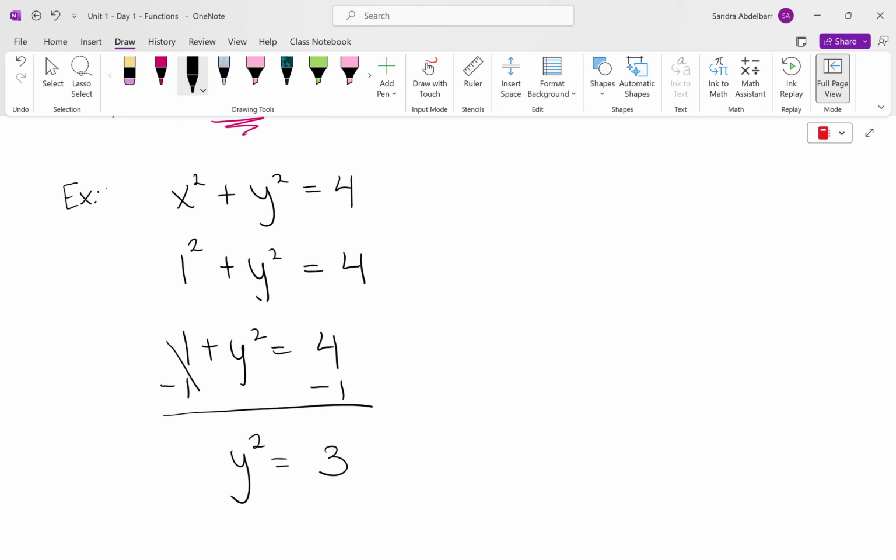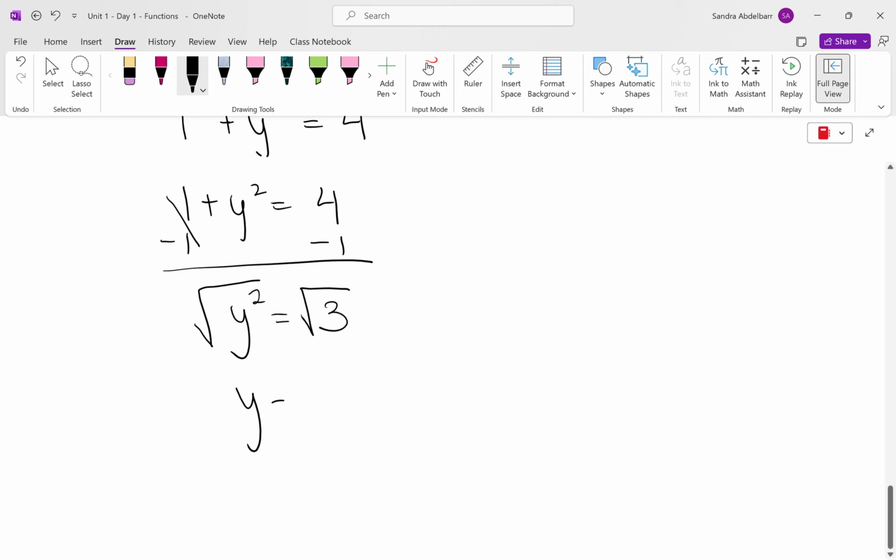Now, I need to get y. I don't want y squared. To undo a square, what must we do? Take the square root. But this was always a big thing in Algebra 1. Do not forget, once you take the square root of a number, it's not just a positive value. What else is it? Positive and negative. Like the square root of 25, if x squared equals 25, x could equal positive 5, but can it also equal negative 5? So this is going to equal plus or minus root 3.